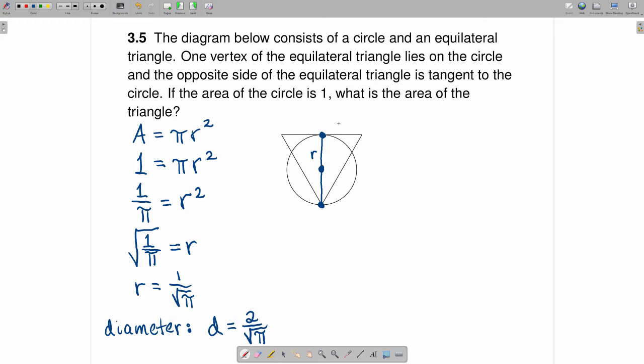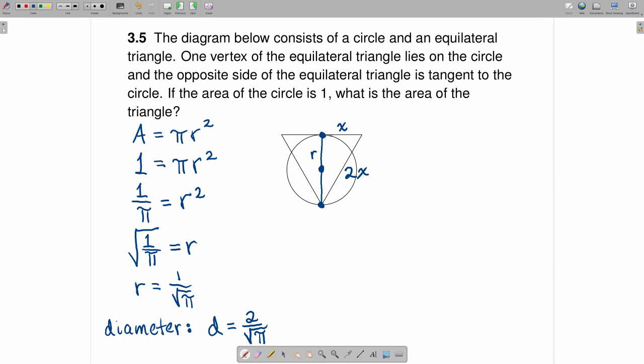Let's go ahead and label this length right here x. That is the distance from this point of tangency right here across to this vertex. And of course, this length over here is also x because that point of tangency cuts the triangle in half. Now, if this length is x, then this entire length from here to here is 2x, and all of the legs of the triangle have the same length. So I'm going to label that as 2x.